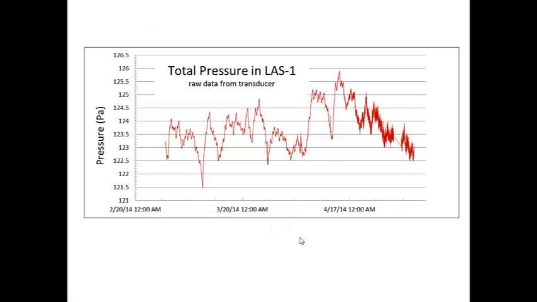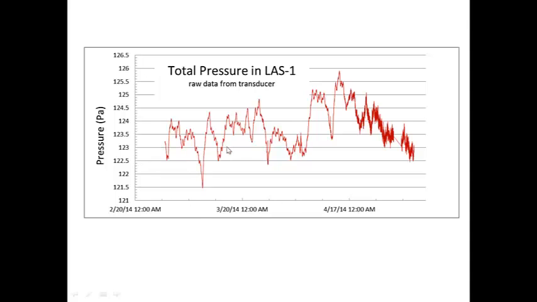Okay, so we had a pressure transducer in the monitoring well LAS1, and that's been there for a couple of years actually. It measures the total pressure, which is the water pressure above the transducer plus the barometric pressure. And here's the signal in pascals. There's February 20th, so this is sometime around the end of February, and this is May 7th. This is right before field camp.